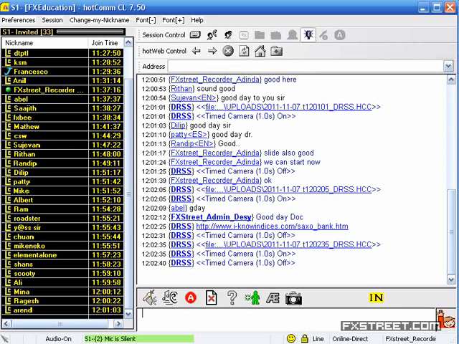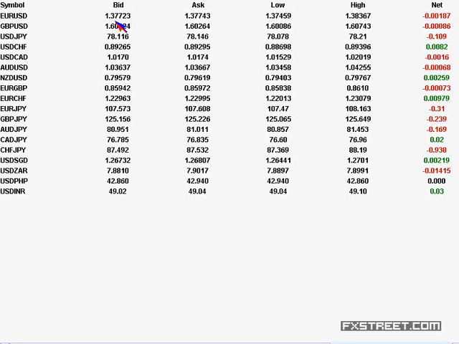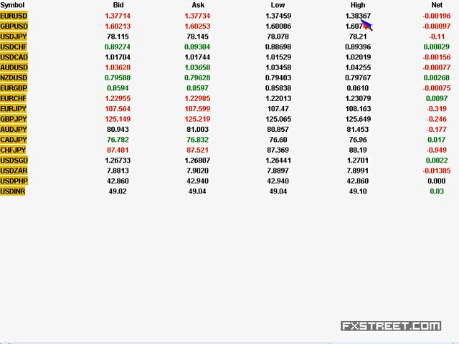I'll now focus the camera over the live market quote page. Now you should be able to see the live market quote page. Euro is currently trading around 1.3771, 1.3773. The low was 1.3745, the high was 1.3836, and a 19 pips negative net change is seen.